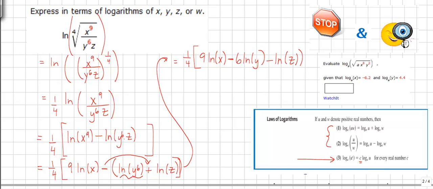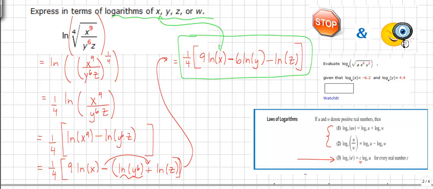Now let's see if we have satisfied our objective. The objective was to take something that's a single log and break it apart into individual logarithms whose arguments would only be x, y, z, or w if you happen to encounter it. So we're good to go here.